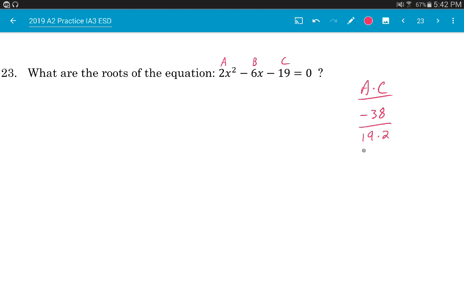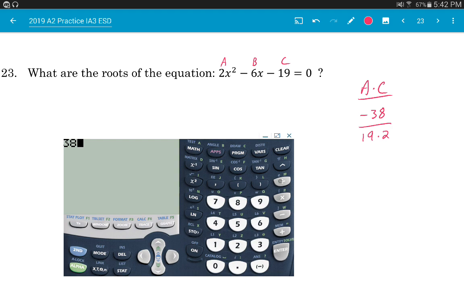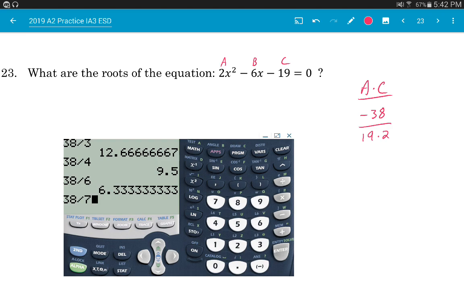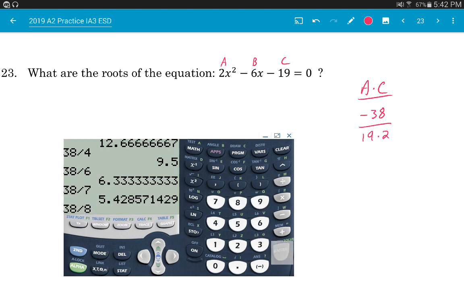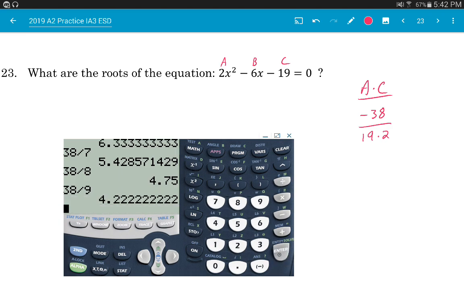It could also be, I might want to go to my calculator, figure out some factors here. Okay, 38. Is 38 divisible by 3? Nope. Is 38 divisible by 4? Is it divisible by 5? No. 6? No. 38 divisible by 7? Is 38 divisible by 8? Is it divisible by 9? Is it divisible by 10? No. 11? No. 12? No. 13? No. 14? 15? Nope, it's not divisible by any of those. So this isn't working.